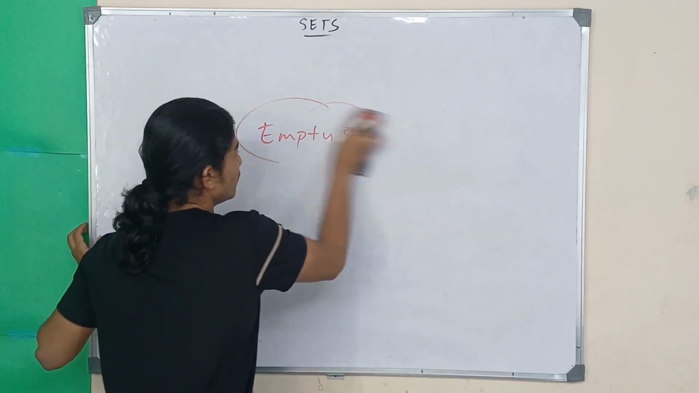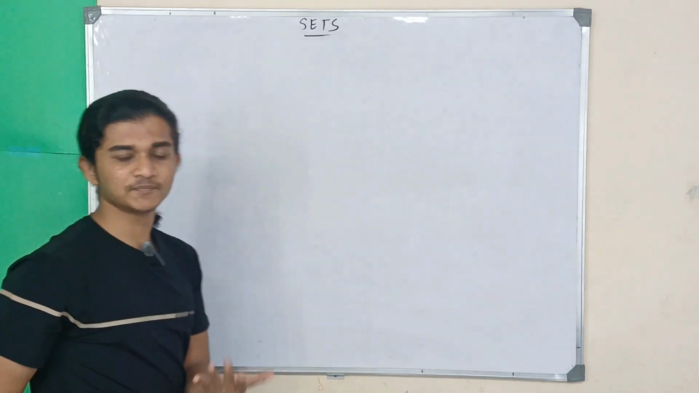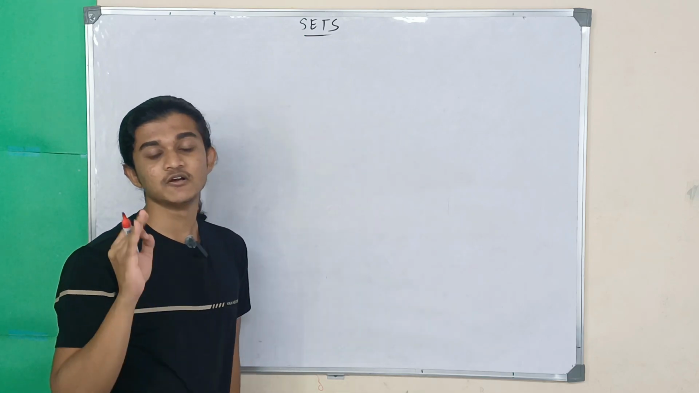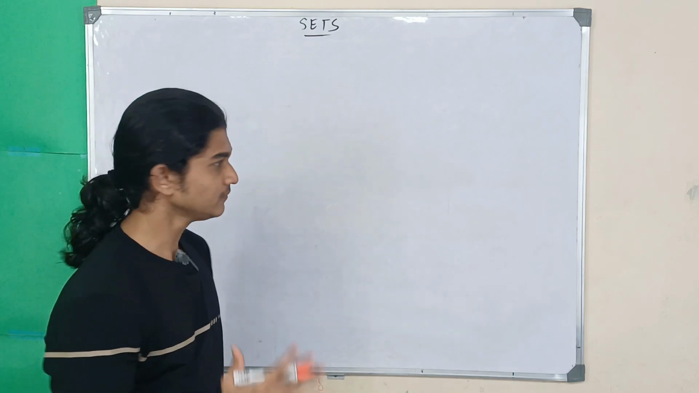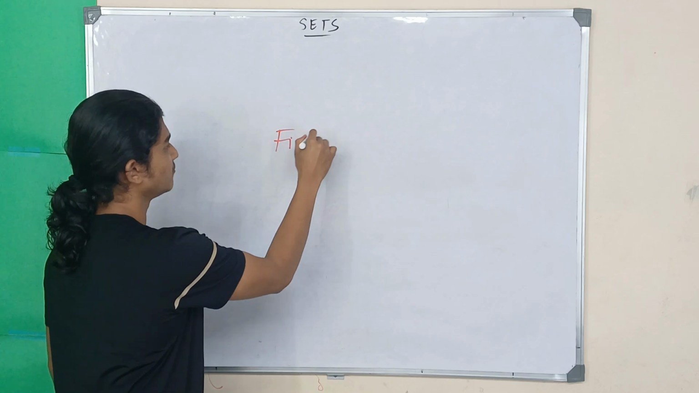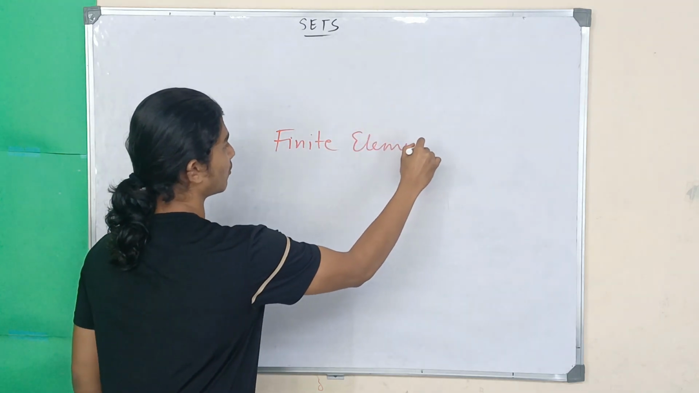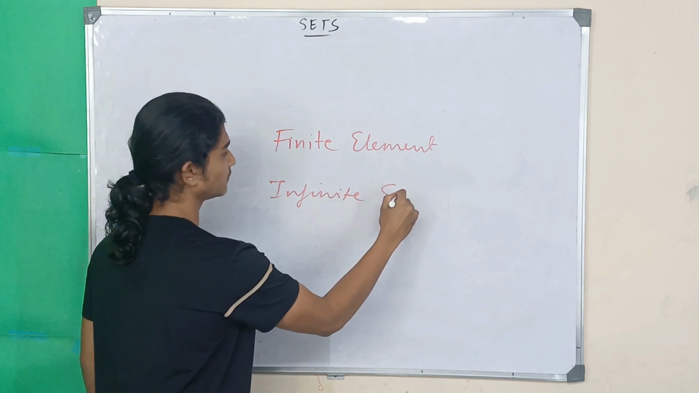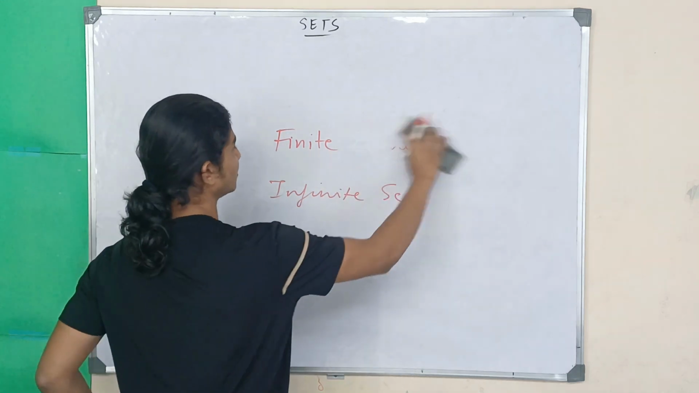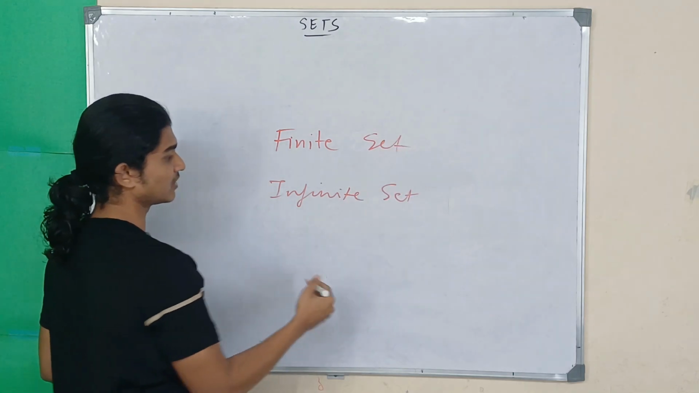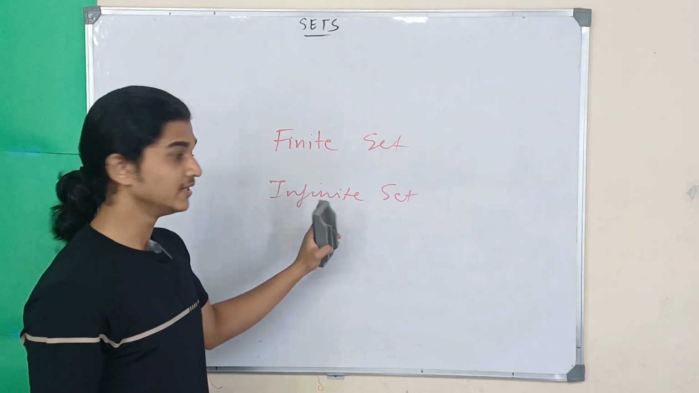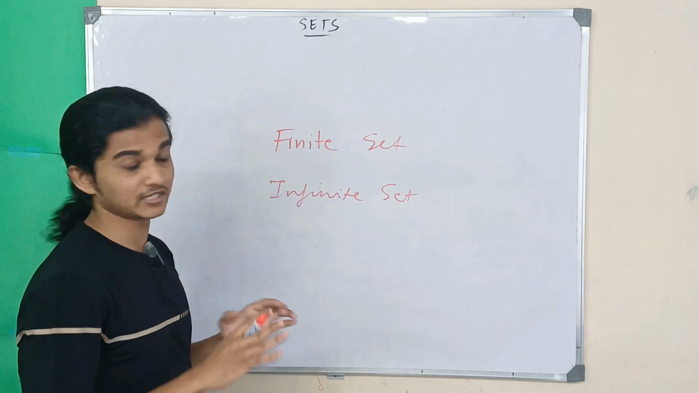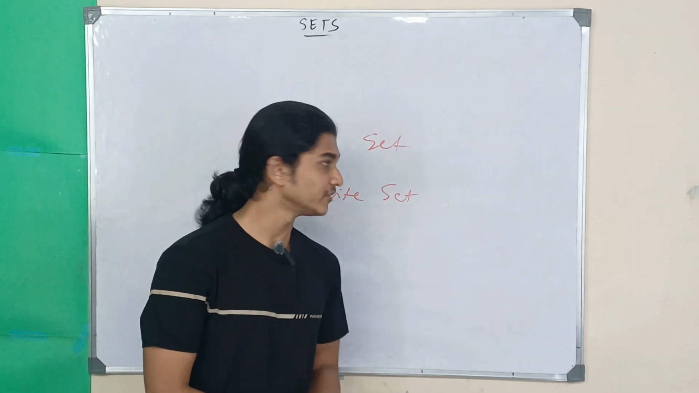And the next one is a finite set. From the name itself you can understand the definition. A finite set is the one which has a finite amount of elements in it, countable elements. An infinite set is the one which has an infinite amount of elements. If the number of elements is uncountable or infinite, it is an infinite set. If the number of elements in the set is countable, it is a finite set. So that's basically the difference between these two.